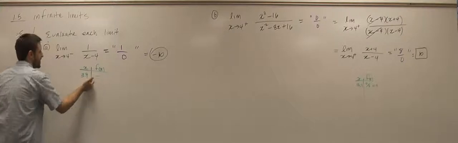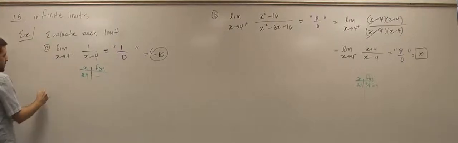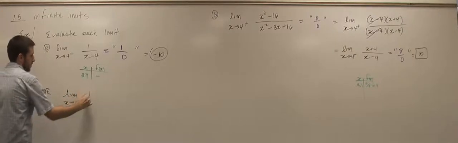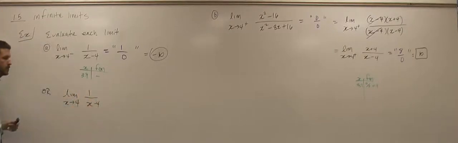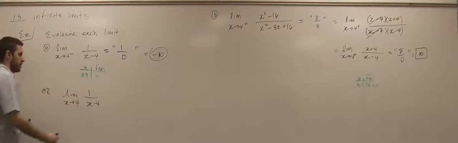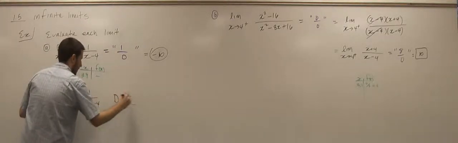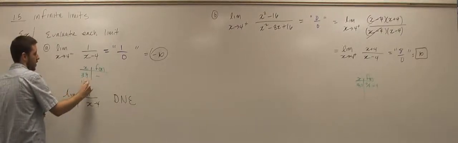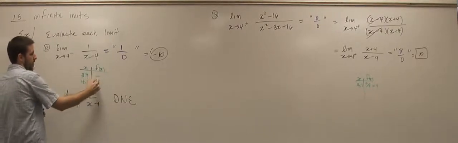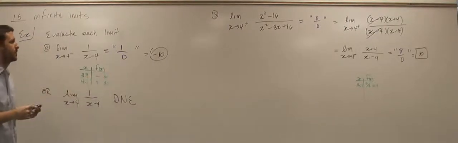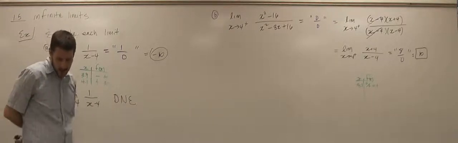By the way, back on this example, what happens if I would have made it just a regular old limit without a negative? DNE, why? They go to opposite infinities from each side. I mean, if you plug in 4, you'll get 1 over 0, but if you test 4.1 as well, the bottom will be positive, the top will be positive, so you get plus. That means you're going to different infinities, so the limit does not exist. Okay.